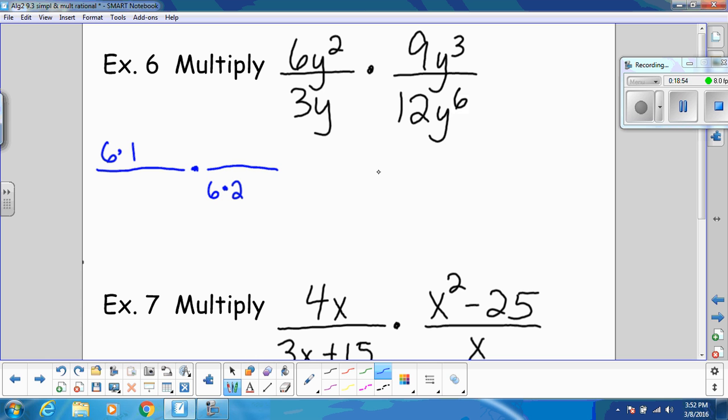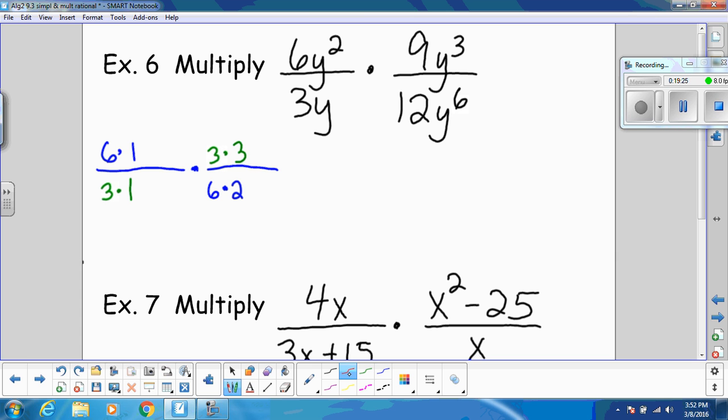Okay. Now, if I'm looking at the other numbers, the 3 and the 9, I also notice that 3 will go into 9. So I'm going to keep 3 as 3 times 1, and then I'm going to change 9 to be 3 times 3. Okay, and again, that's just so I can tell what I'm able to cancel out. Alrighty. So that's the numbers part.